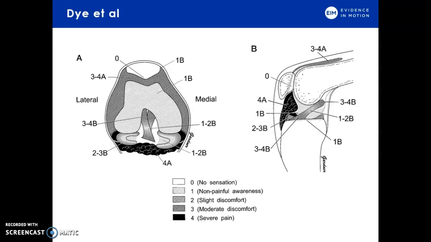So I see this a ton in the clinic. Like if they're not post-op, this is probably one of the more common things, is they'll come in with either anterior medial or lateral fat pad pain.